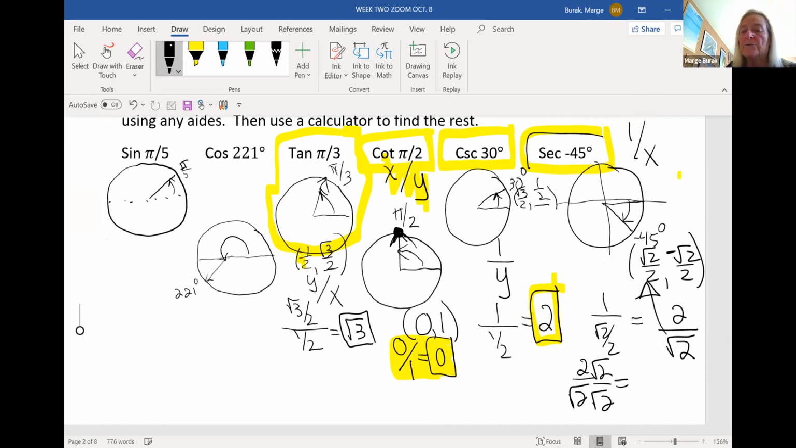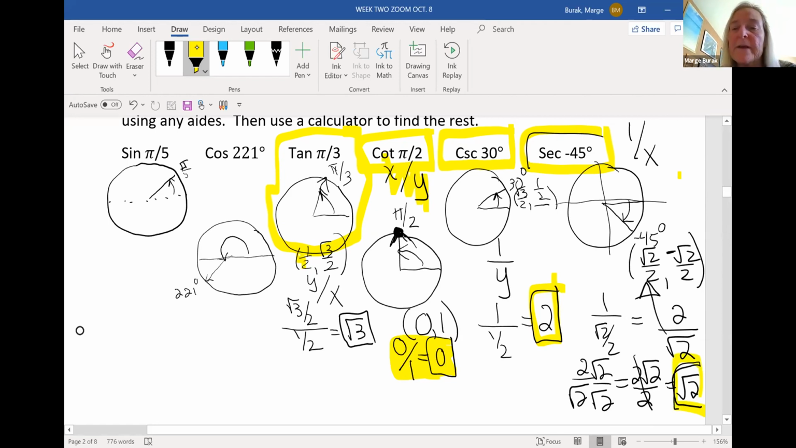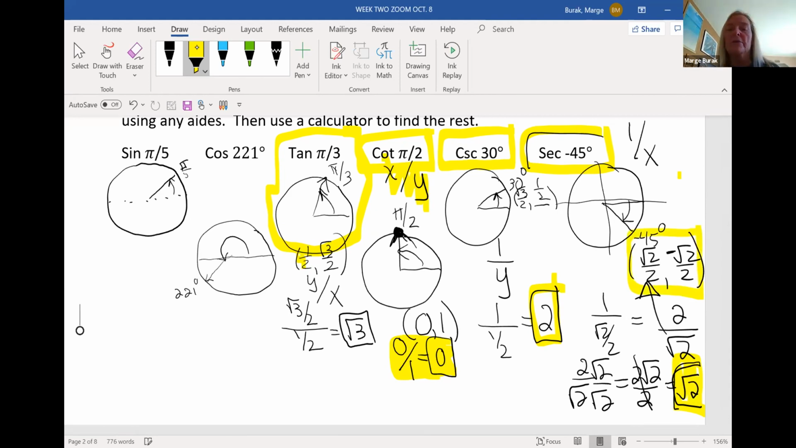And I'll get 2 times radical 2 over 2, which also reduces to the square root of 2. Now, you might be thinking I'm crazy going through all this, right? But if you do that on your calculator, you're going to get a 1.14, whatever the square root of 2 is. And if I want the exact answer, because it's on the unit circle, you need to be able to give me the radical. So just remember, if it's on the unit circle, take the x and the y coordinates and figure it out from that. But if it's not on the unit circle, then go to your calculator.